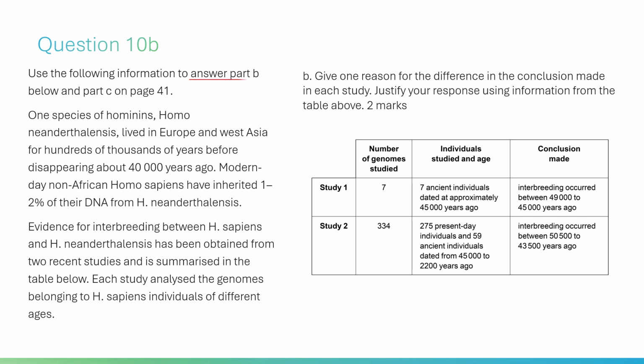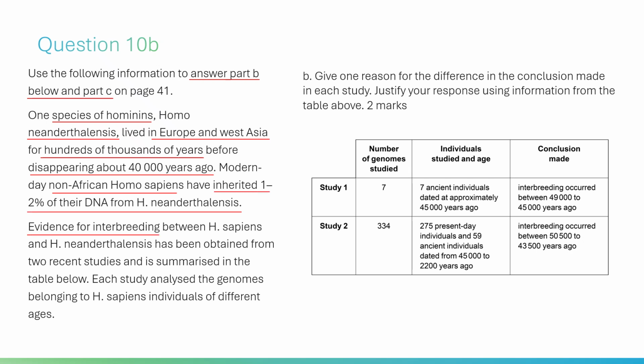Use the following information to answer Part B below, and Part C on page 41. One species of hominins, Homo neanderthalensis, lived in Europe and West Asia for hundreds of thousands of years before disappearing about 40,000 years ago. Modern-day non-African Homo sapiens have inherited 1 to 2% of their DNA from H. neanderthalensis. Evidence for interbreeding between H. sapiens and H. neanderthalensis has been obtained from 2 recent studies, and is summarized in the table below.